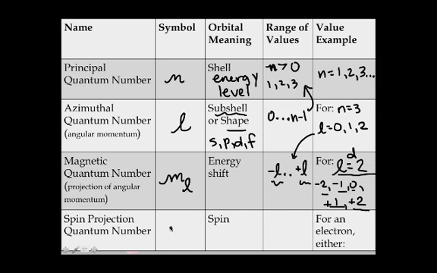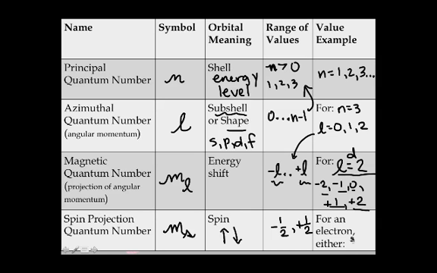Now let's look at the spin projection quantum number. This we call m sub s. And this describes the spin of our electron, up or down, right? So the values that we could possibly have are either negative 1/2 or positive 1/2 for an electron.